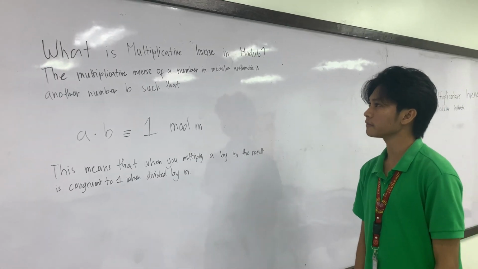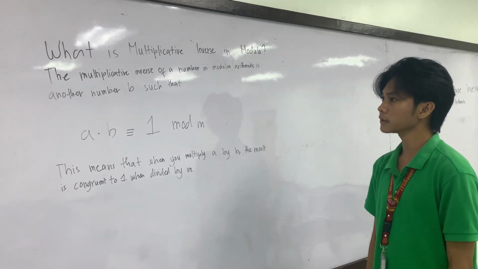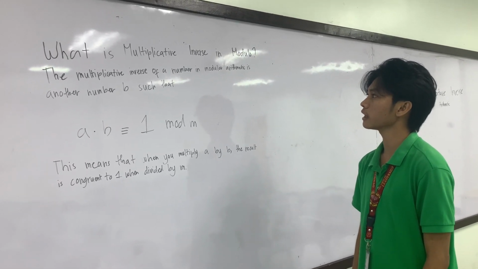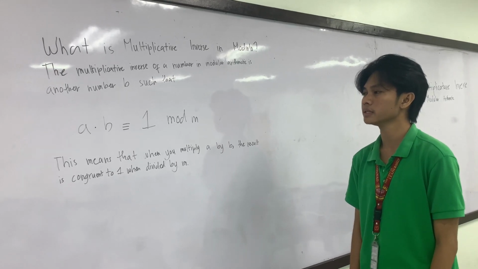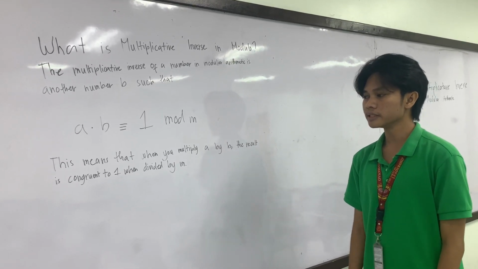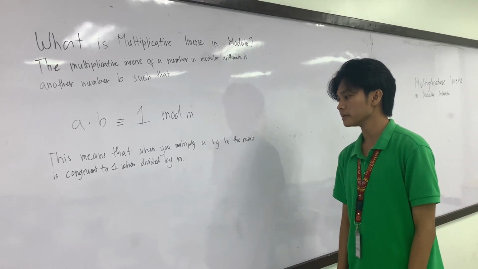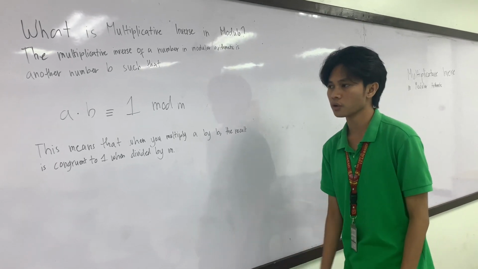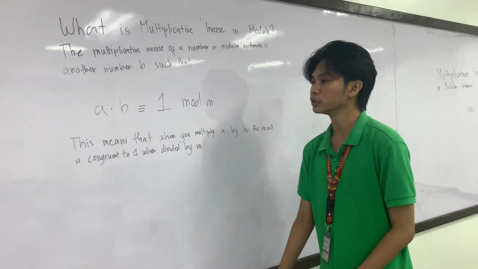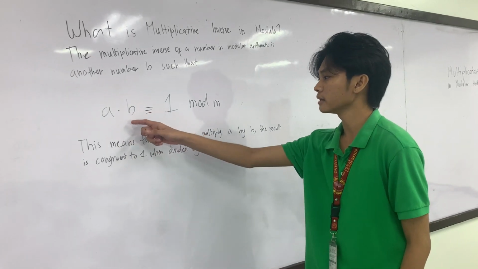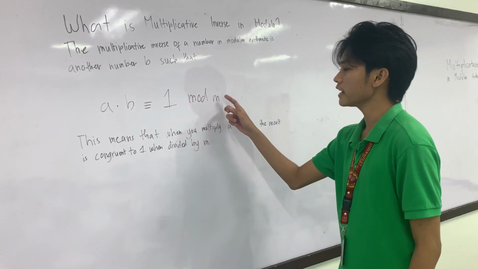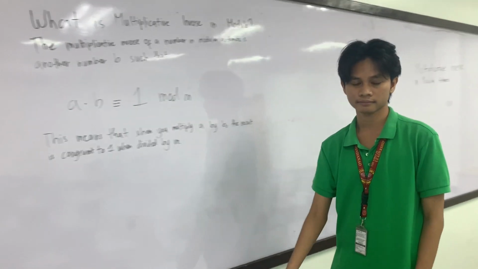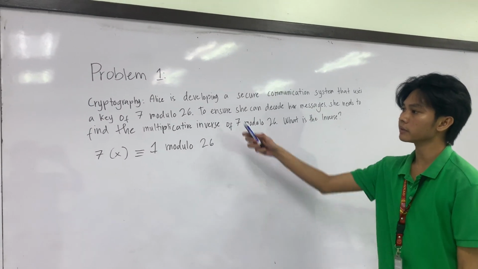What is multiplicative inverse in modulo? The multiplicative inverse of a number a in modular arithmetic is another number b such that a times b is congruent to 1 modulo m. This means that when you multiply a by b and divide by m, the remainder should be 1. So now we have problem number 1.